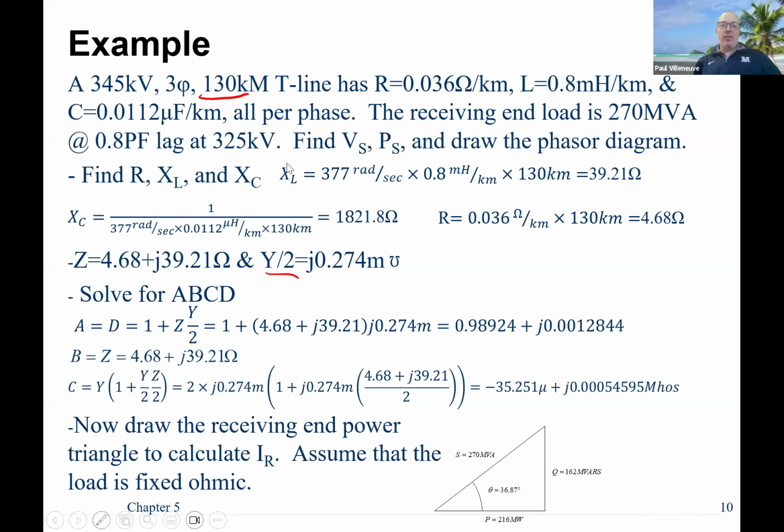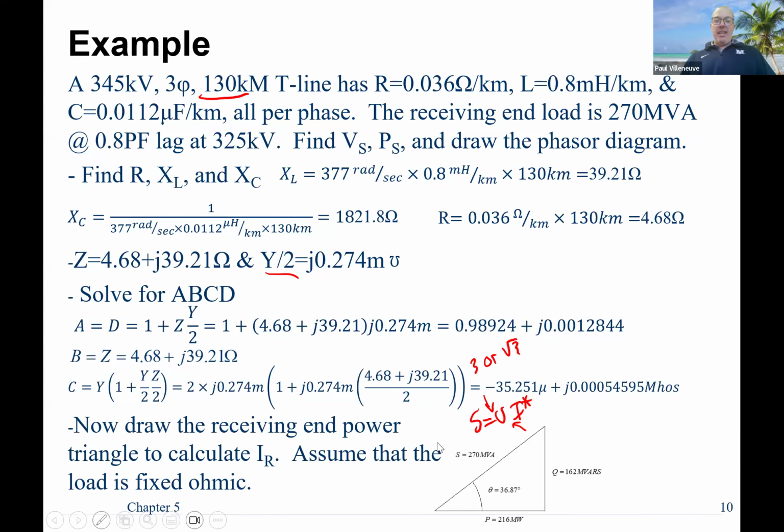Now I've got to solve for the current, which means I've got to do S equals VI conjugate. And it either has to be 3 or the square root of 3. So that's going to be 3 or the square root of 3, depending on which voltage I specify. Okay, is it a line voltage or a phase voltage?